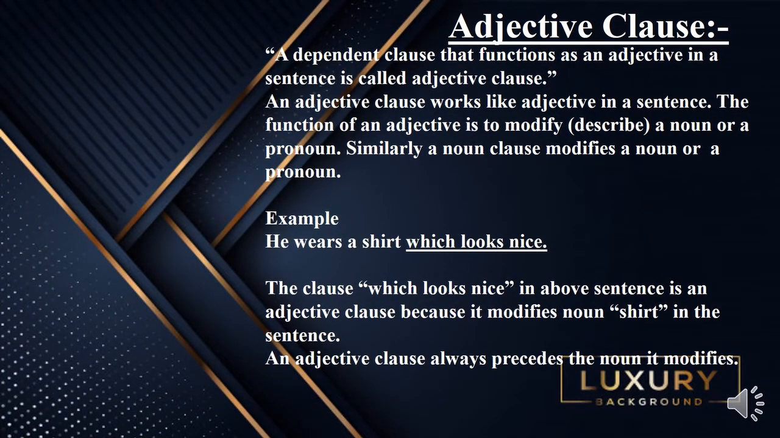Let's move towards adjective clause. A dependent clause that functions as an adjective in a sentence is called an adjective clause. An adjective clause works like the adjective in a sentence. The function of an adjective is to modify or describe a noun or a pronoun. Similarly, an adjective clause modifies a noun or a pronoun. For example, he wears a shirt which looks nice. The clause which looks nice in the above sentence is an adjective clause because it modifies the noun shirt in the sentence. An adjective clause always follows the noun it modifies.